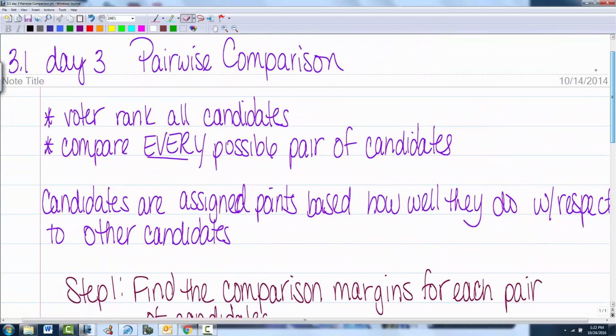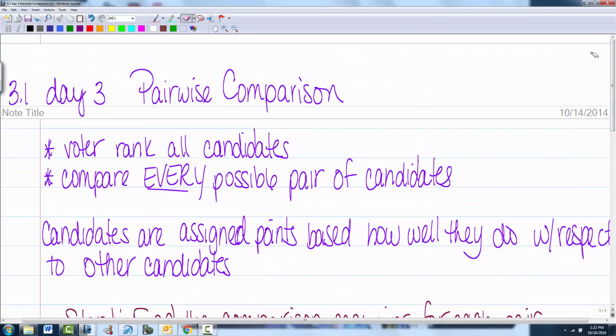So here we go. All right, we just did a whole thing about pairwise comparison. At the beginning of your chapter, there's a little write-up about Marquis de Condorcet. You can read about it on your own if you really care. That's where this method comes from.